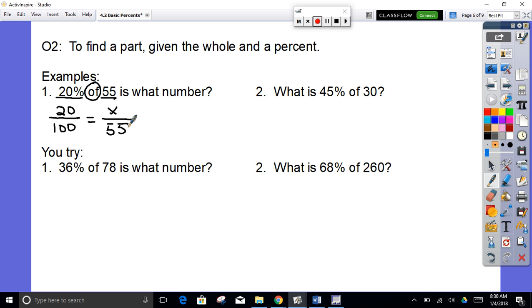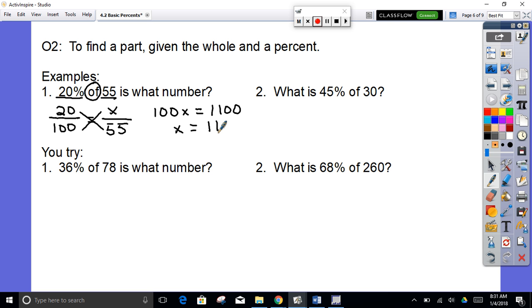So again, I'm going to cross multiply to solve this. Get 100 times x equals 1,100. Dividing both sides by 100 gives me x equals 11. So 20% of 55 is 11.